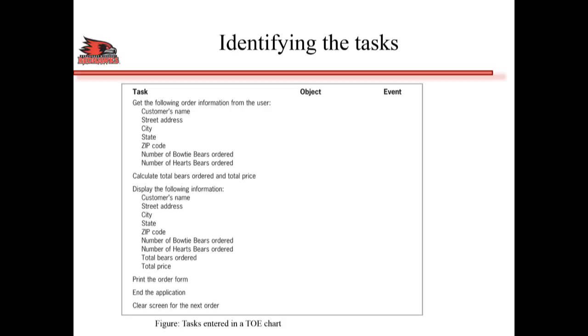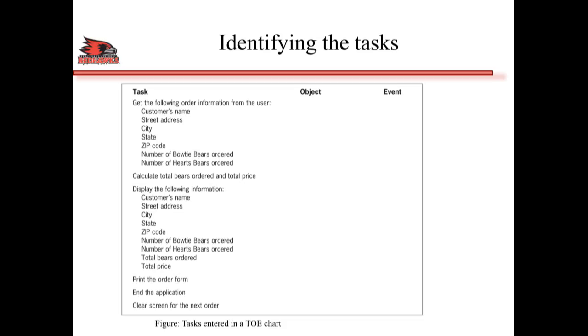So what do we need from the user to process our order? As you saw from the form, a lot of information like the customer's name, his street address, city, state, zip code, number of bow tie beers, number of hearts beers, and these are basically information we need from the user. And once we get that information, we then have to display most of the information the same way, like the name, address, city, state, zip code, etc.